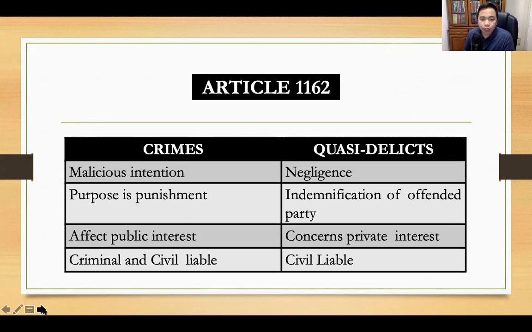Now, under Article 1162, there is a comparison between what? A crime and a quasi-delict. A crime may involve malicious intention, while a quasi-delict will not. The source of the liability is negligence.